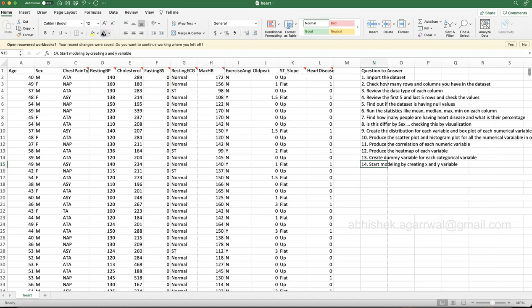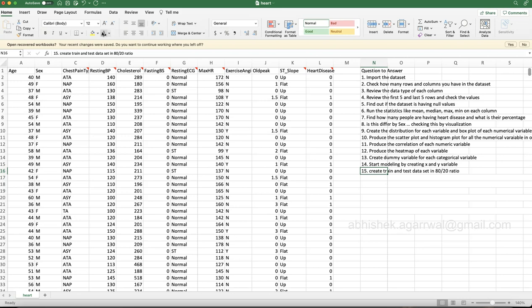Start modeling by creating x and y variable, and then create train and test data sets in an 80-20 ratio. Now this can be a controversial issue, like many people argue whether 80-20 is a good ratio or 70-30 is a good ratio. But I think everything gets solved when we apply cross validation. So I have a cross validation video. I'll try to remember to put a link. And I would highly recommend that you do the cross validation in this case.